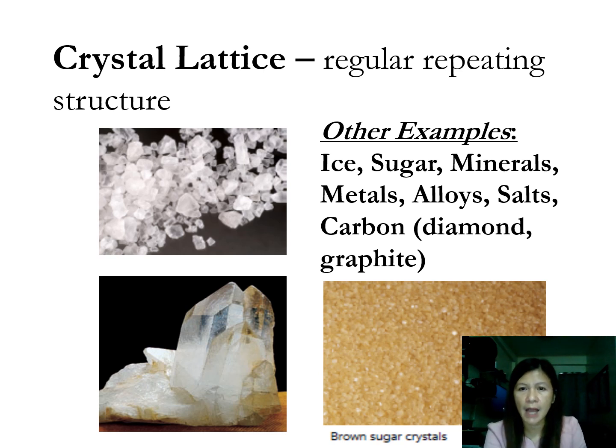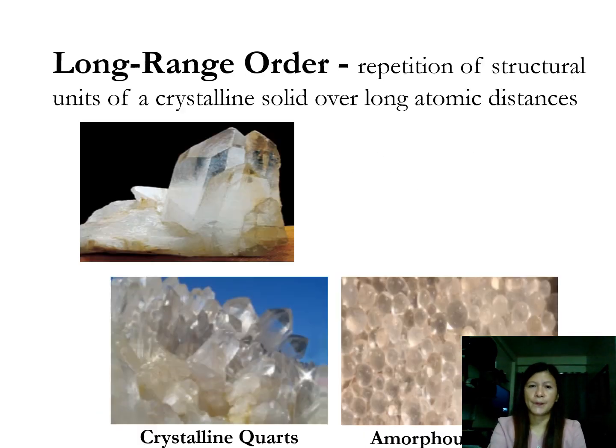In fact, at Christmas, it is used as decor in malls or even in Christmas decor at home. Sugar, minerals. So the gems, the minerals that are mined and used for aesthetic purposes. Those are also examples of crystalline solids that are characterized with crystal lattice. We also have metals. Most metals, if not all, are crystalline. Alloys are mixtures of metals. We have salts, so sodium chloride is an example. Carbon in the form of graphite and diamond.